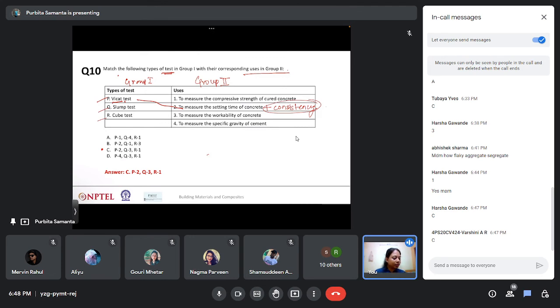Next, we have slump test. We know that it's used to measure the workability of the concrete, and the cube test is used to measure the compressive strength of the cured concrete. There's also a test to measure the specific gravity of cement, which, if I'm not wrong, is known as the pycnometer. Not a test, it's an instrument. Pycnometers are used to measure the specific gravity, and it can be used for measuring the specific gravity of cement.